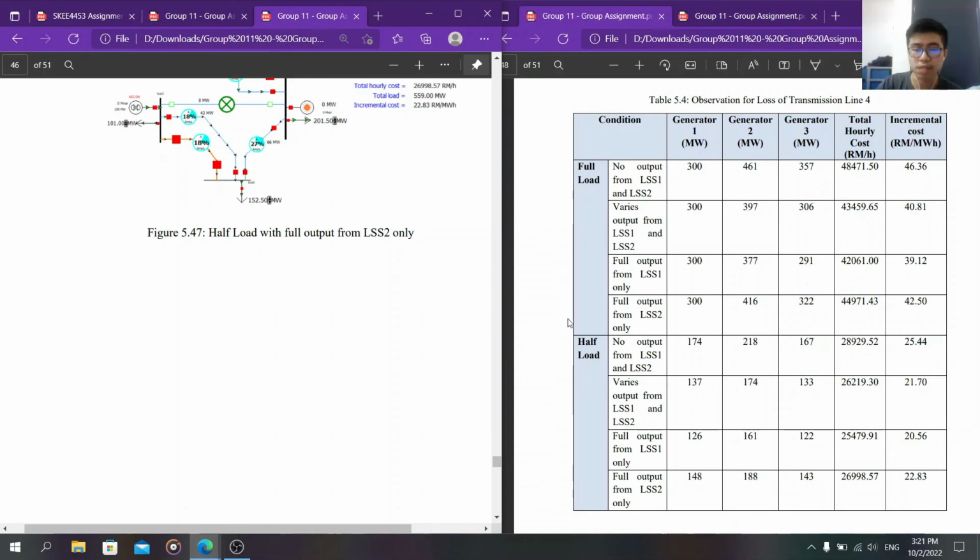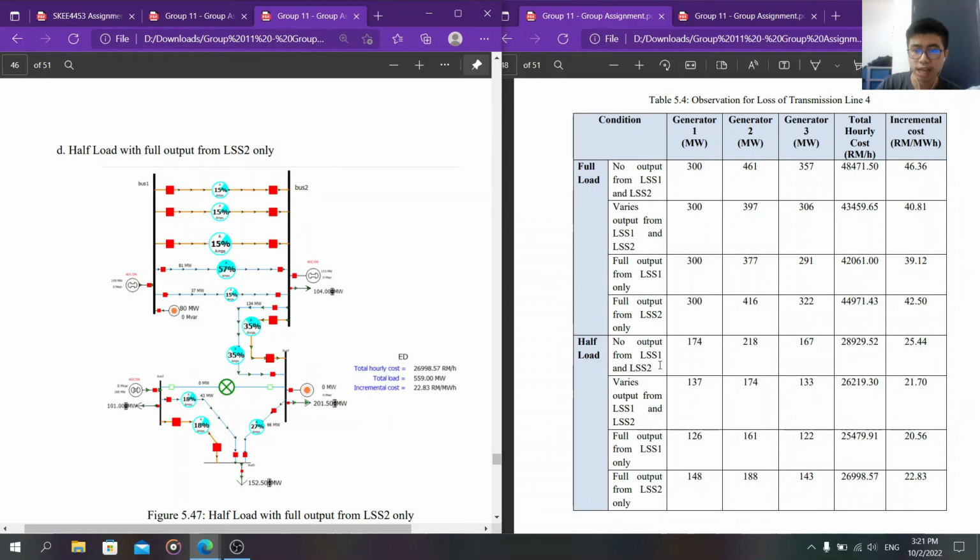Overall, the result in half load is much lower than the full load. This is because less power needs to be provided. So the total hourly cost and the incremental cost in half load will be lower than full load. We can also conclude that adding a transmission line will not affect the result, only control the overload. And that's all for my part.